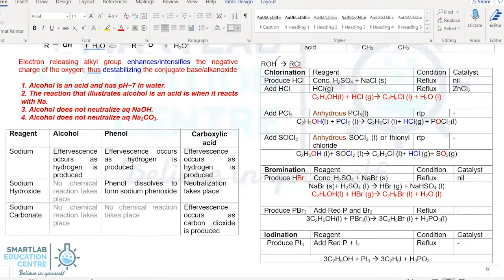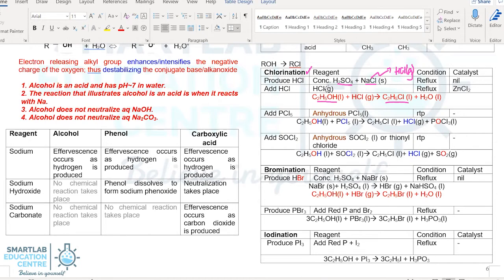Next reaction we're looking at is when alcohol is converted to your halogenoalkane. Let's take a look at how this could be done. In the case of chlorination, you can use reagents like concentrated sulfuric acid and NaCl. In this reaction, they will react and produce HCl gas. The HCl produced will then be able to react with alcohol to produce your chloroalkane.